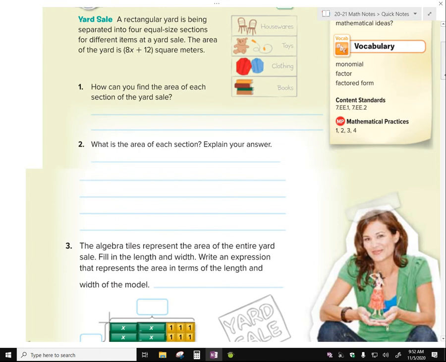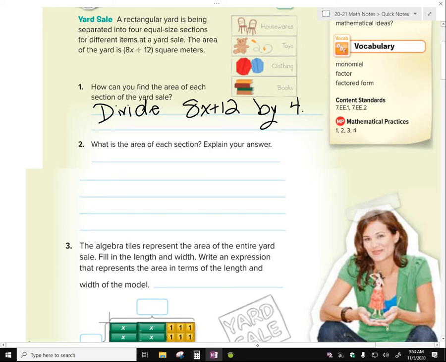I want my notes so I don't make any mistakes. There we go. You're going to be dividing. Divide 8x plus 12 by 4, because we're dividing it into equal sections. So we just divide the whole thing by 4.